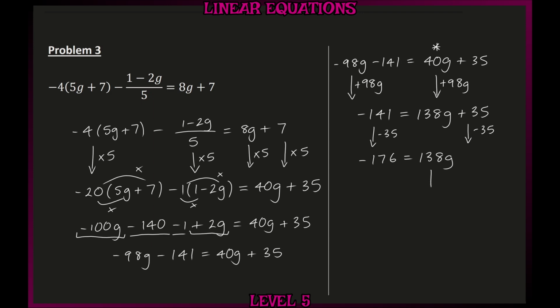Finally, we'd like to remove the times 138, so we do this by using its inverse, which is divide by 138, and do exactly the same on the left. And on the left, minus 176 divided by 138 is minus 176 over 138, and that's equal to g, since times 138 and divide by 138 cancel each other out. And if we simplify, this becomes minus 88 over 69. So our final answer to problem 3 is g is equal to minus 88 over 69.